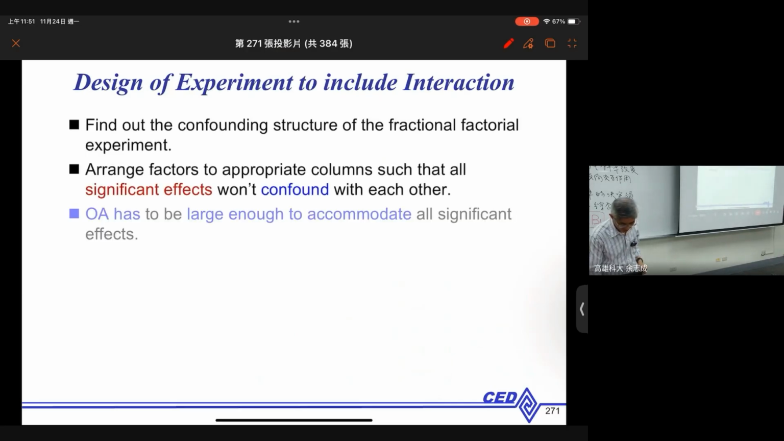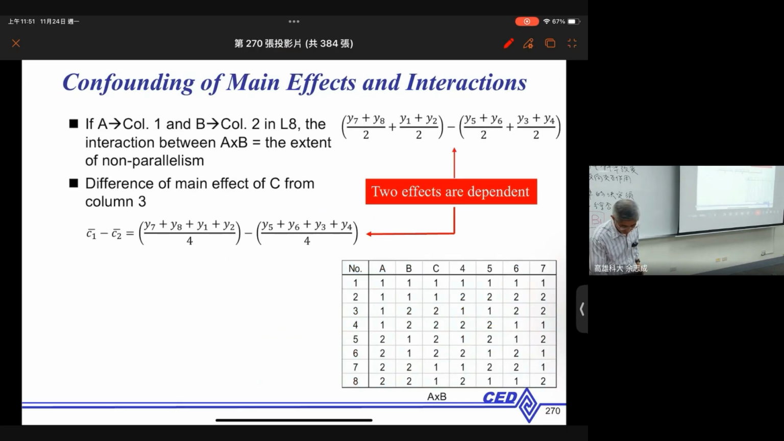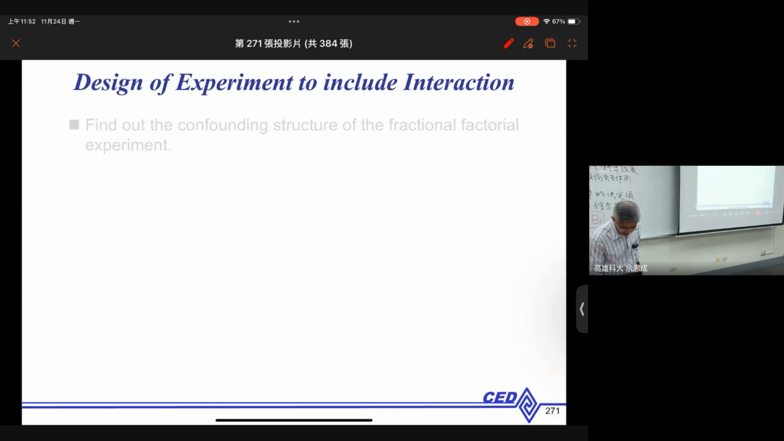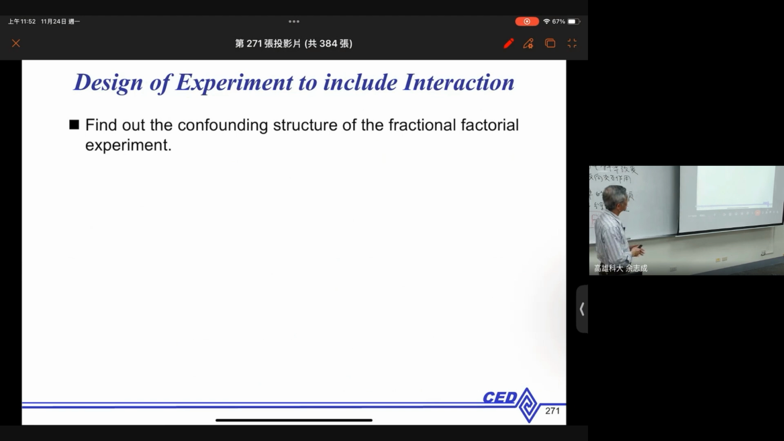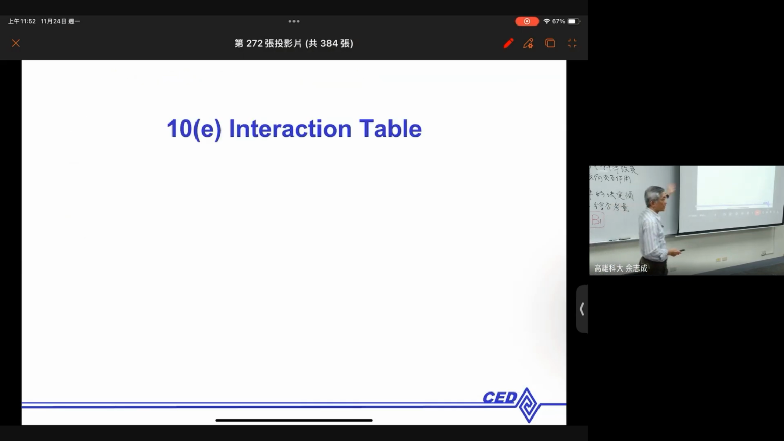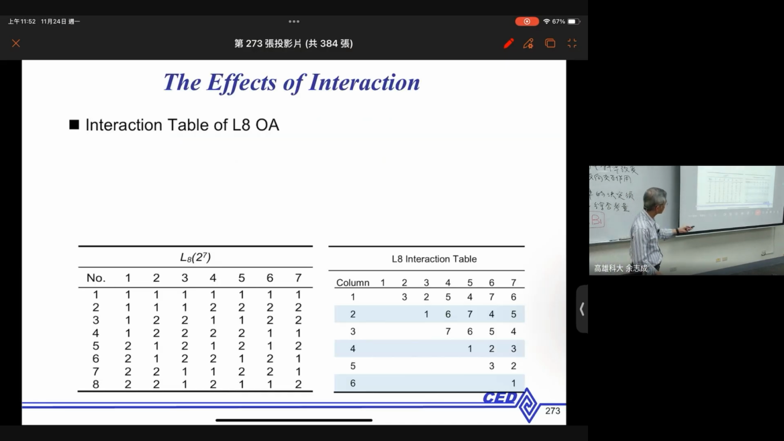Okay, so now let's go back to this one. Let's continue. So here, if there are interactions, we need to find out the confounding structure first to make sure to spread out our factors. We don't want to mix the interactions with our main effects. How do we do that? Instead of using the analysis I just showed you, Taguchi proposed an interaction table for every orthogonal array. This is the interaction table for L8.